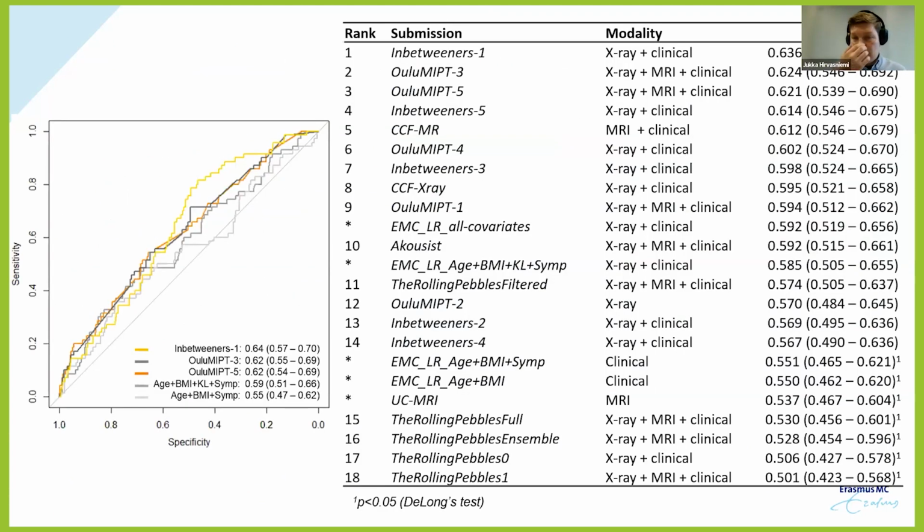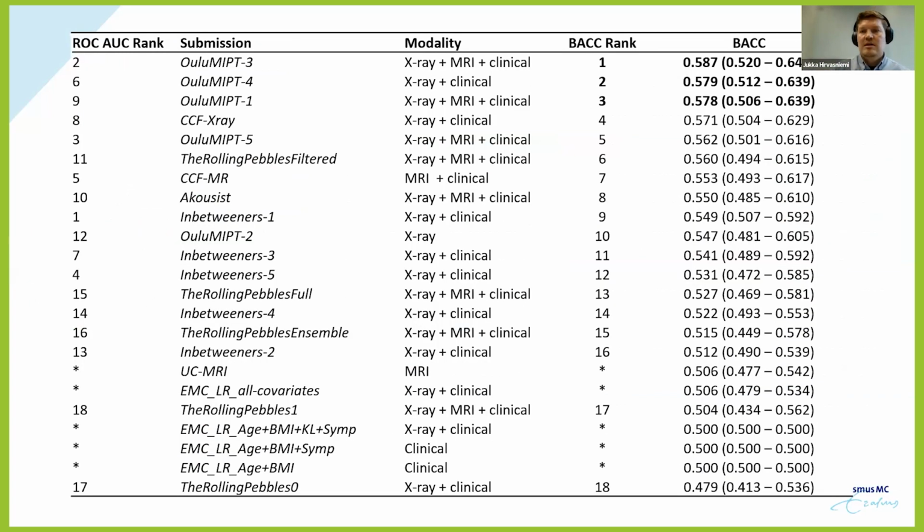This is the full results ranked according to the area under the ROC curve, and you can see that the absolute values are not that different between the submissions, and also all of the algorithms from the teams perform better than the reference model without imaging data. And the final conclusion is also that the results are not that great, so there is still work to do to try to predict osteoarthritis.